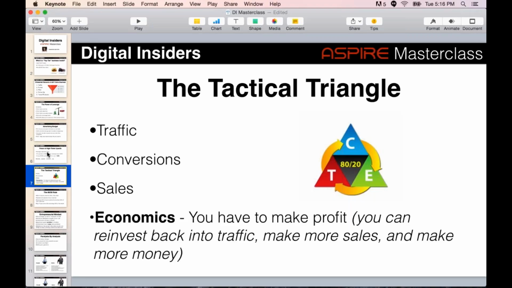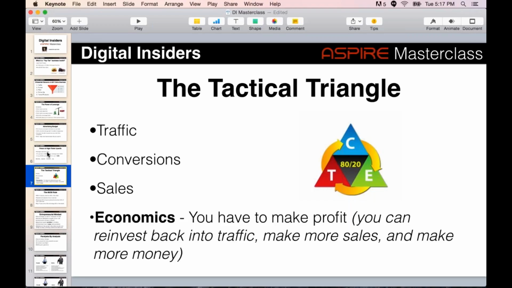So the tactical triangle has 4 elements. You've got traffic, conversions, and sales. That's what everybody focuses on initially: you've got to get traffic, you've got to convert that traffic into customers, and obviously that's where you make your sales. But the other element, referred to as economics in the training, is really profit. You have to keep in mind that you also have to make profit, so that you can reinvest the money back into traffic. If you're making profit on your initial sales funnel, that's the tipping point where you can really scale very rapidly and make a lot of money.